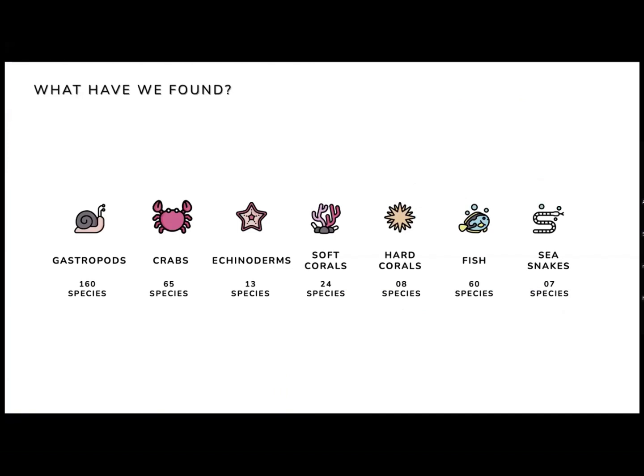Some of the type of animals that we found, one of the largest groups is gastropods, where we found 160 species. We found 65 species of crabs, 13 species of echinoderms, including sea cucumbers. We found 24 species of soft corals, 8 species of hard corals, 60 species of fish, and 7 species of sea snakes.